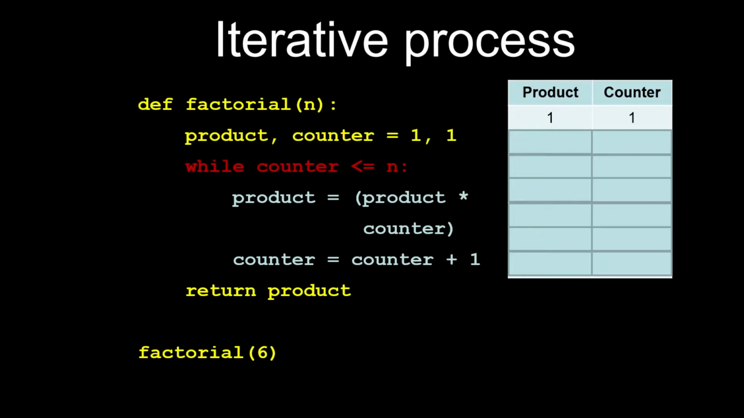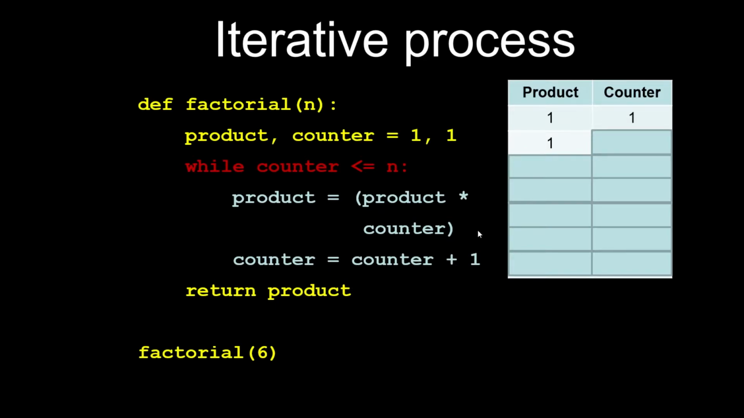First thing first, we define our product and counter as 1 and 1. Then the red color line, while counter is less than or equal to n, that is the predicate that must stay true in order for the body of the code to run, right? So let's check. Counter right now is 1 and my n is 6. So this is still true. So it will produce my product. This is just 1 times 1, product times counter.